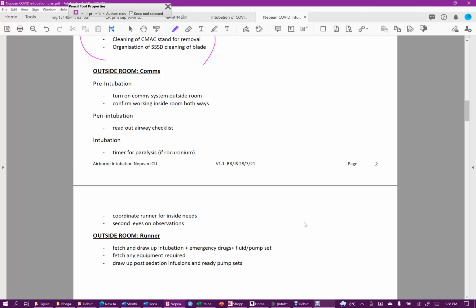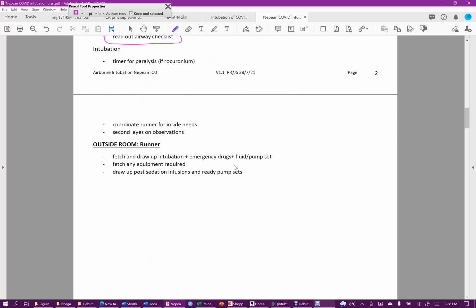The outside person is mainly for communication and getting equipment if required. Pre-intubation, you're going to confirm whether the communication is working or not. Then read out the airway checklist. That's important because the people inside the room are active, their minds are on other things. During the intubation, if it's rocuronium, then keep a timer for paralysis. If it's succinylcholine, the team leader will look for fasciculations. And make sure that you complement the team leader who's inside the room for the observations.